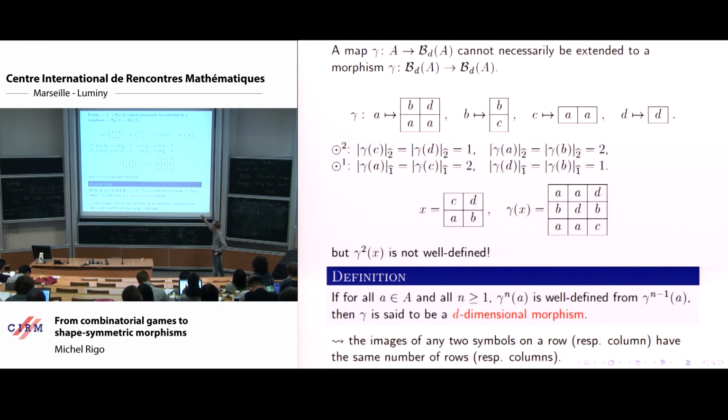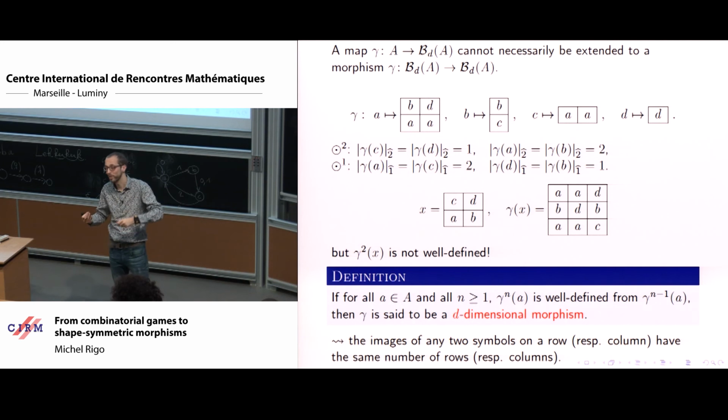And so to have a d-dimensional morphism, I will say that for all letters in the alphabet, gamma^n of any letter should be well defined from gamma^(n-1). And so you will have this condition that should extend for all possible n. Okay, and so what I wrote down here is exactly what I said before. The images of any two symbols on the same row must have the same number of rows in the images, and the same for the columns.